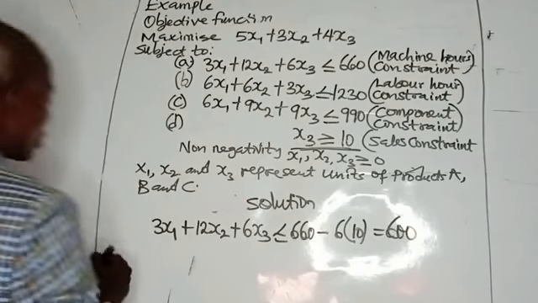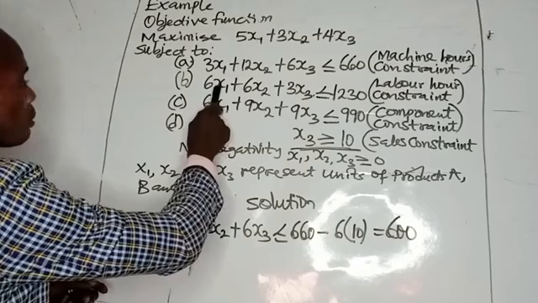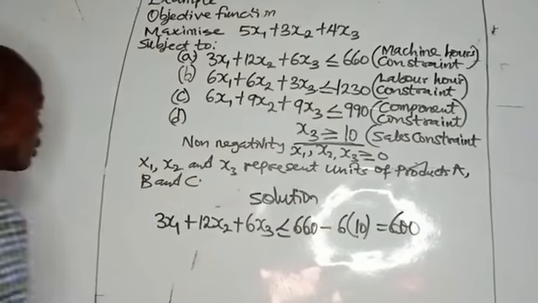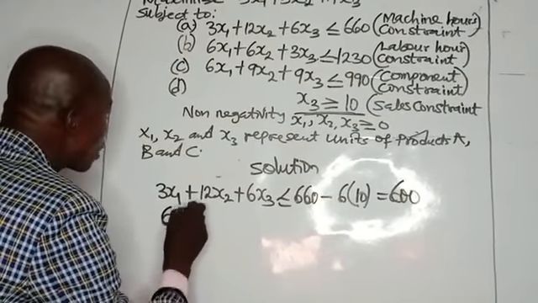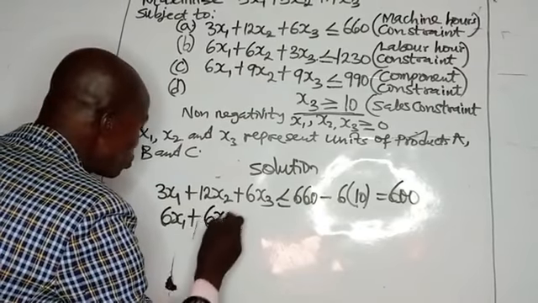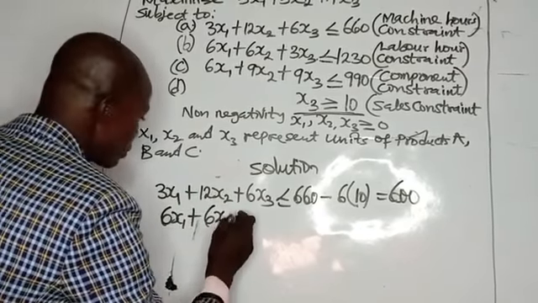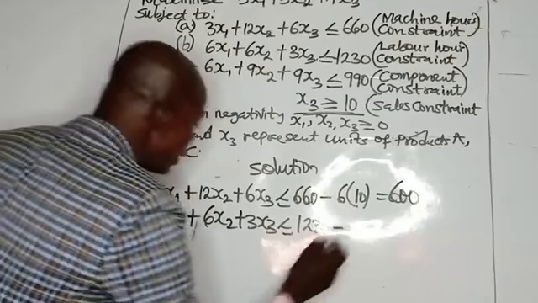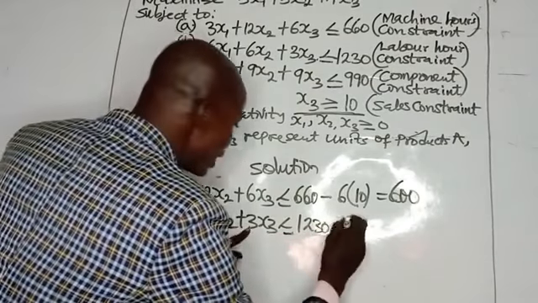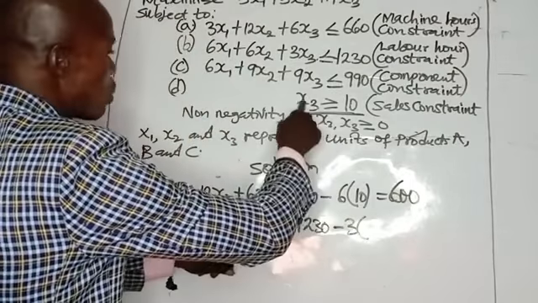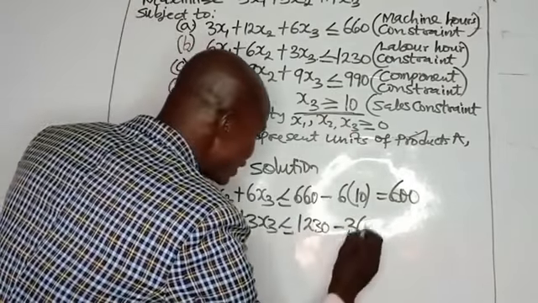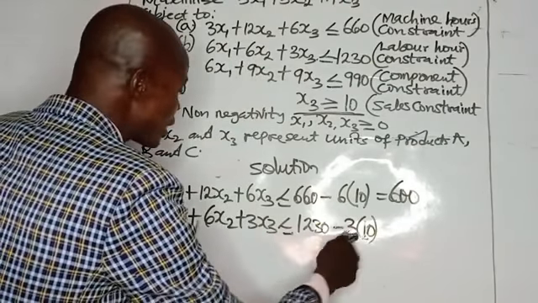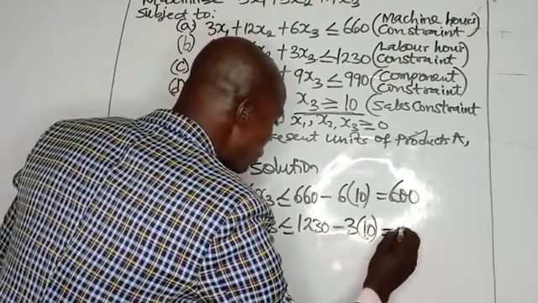For the second constraint, constraint B, we have 6x1 plus 6x2 plus 3x3 less than or equal to 1230. So 6x1 plus 6x2 plus 3x3 less than or equal to 1230 minus 3 multiplied by x3. Where x3 is 10, you have 3 times 10, that is 30. If you subtract 30 from 1230, you'll be left with 1200.